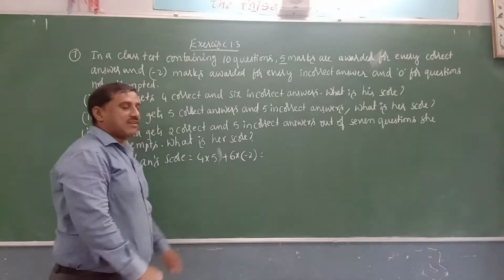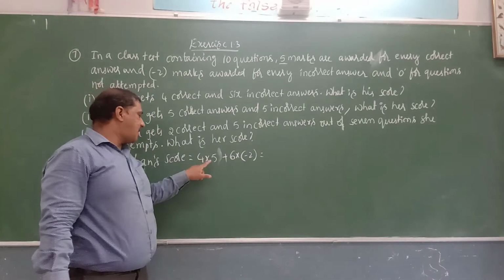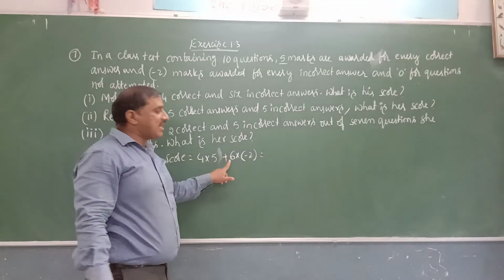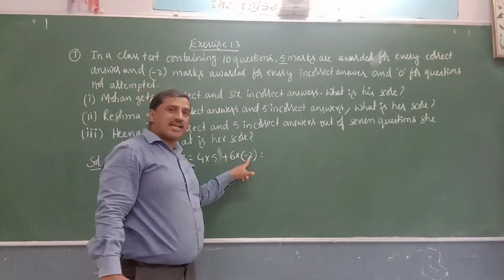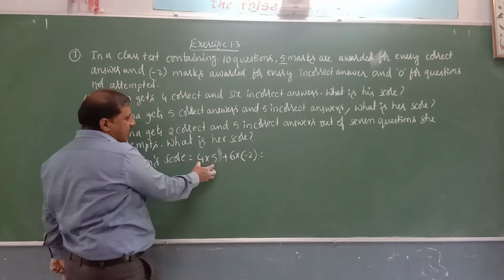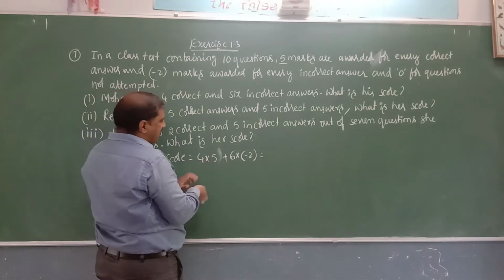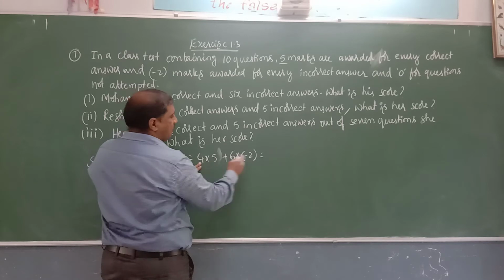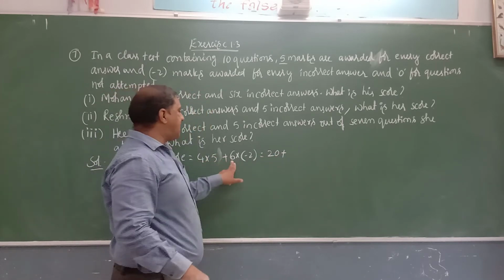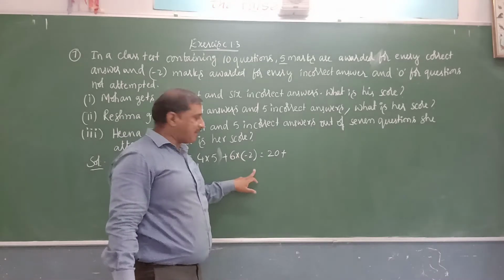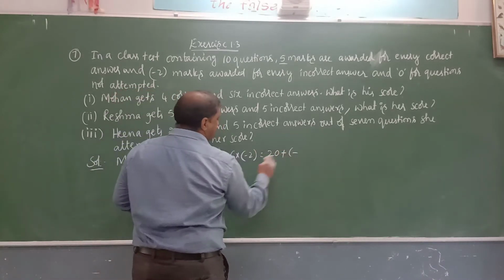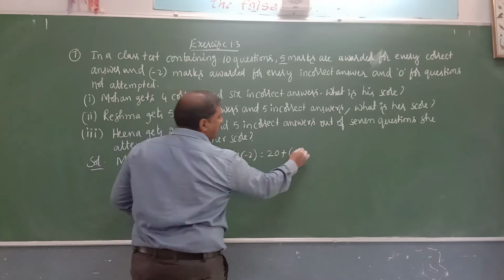Now we need to simplify this. 4 correct answers, each question is 5 marks. That is 4 into 5. 6 incorrect answers, and for each incorrect answer the marks awarded is -2. So first find 4 into 5. 4 into 5 is equal to what? What is this product? 4 5s are 20, plus, then one positive integer and one negative integer we are multiplying. Therefore what we get is plus into minus, 6 into 2, 6 2s are 12.